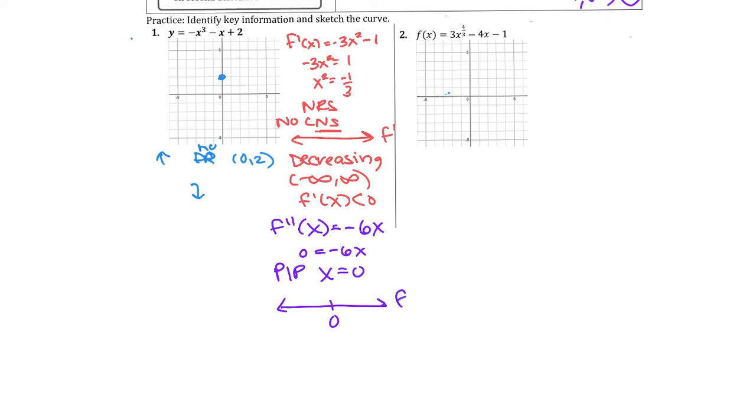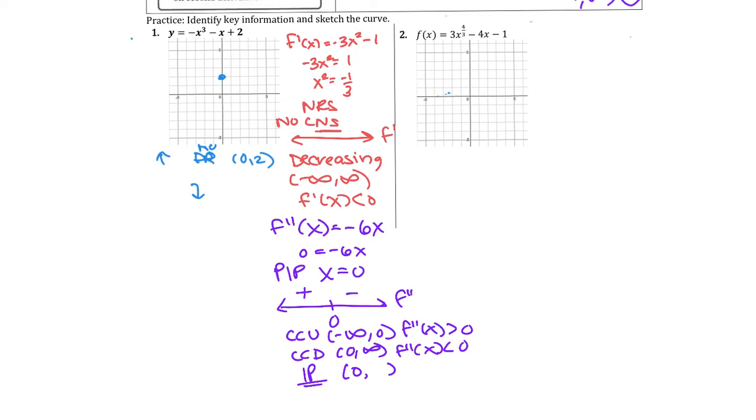So I can put that on my number line for my second derivative. If I plug in something negative, like negative 1, I'm going to get something positive. If I plug in something positive, I'm going to get something negative. So I do have a change in concavity. This graph is concave up from negative infinity to 0, since our second derivative is positive, and it's concave down from 0 to positive infinity, since our second derivative is negative, which means that we have an inflection point, and we actually do want the ordered pair so that we can graph it.